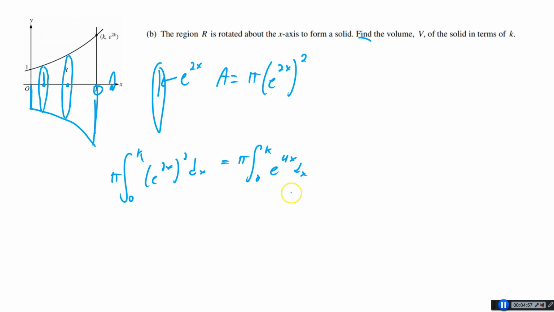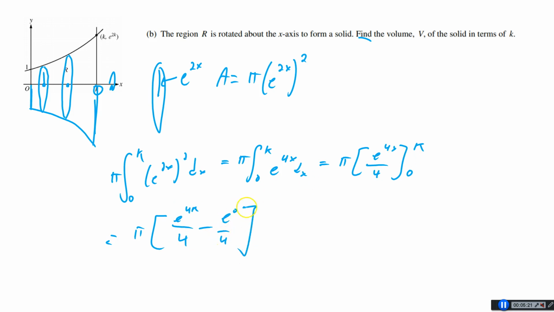Antiderivative of e to the 4x. When we take the derivative of that, it'll be by itself, but there'll be a 4 out front, so we have to anticipate that. So this is going to be pi times e to the 4x over 4 from 0 to k. So that is going to be pi times e to the 4k over 4 minus e to the 0 over 4. E to the 0 is 1, so this is pi times e to the 4k over 4 minus 1/4. That's probably how I would leave it.